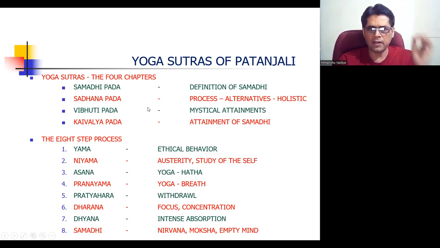And the fourth chapter, Kaivalya Pada, talks about attainment of samadhi. How is samadhi attained? And at that point, how do you feel? What is the state like? So we start with the definition of the goal and we end with the attainment of that goal. So we have the definition of the goal, the process or the alternatives to lead you towards that goal, mystical attainments on the way, and finally attainment of the goal. This is the structure of the book.